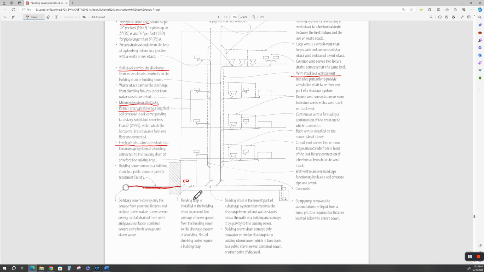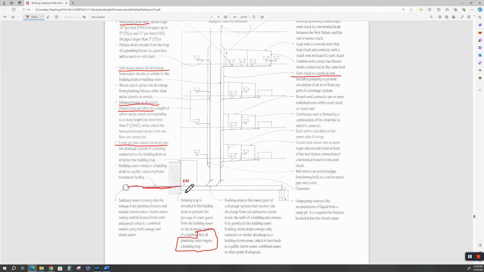And then here's your building trap. That's a main trap. Sometimes these things are really huge. These are installed in the building drain to prevent the passage of sewer gases from the building sewer to the drain system of a building. Not all plumbing codes require a building trap. Not all codes do. Some do. You must check your building code. It's just a giant P-trap for the whole building system.